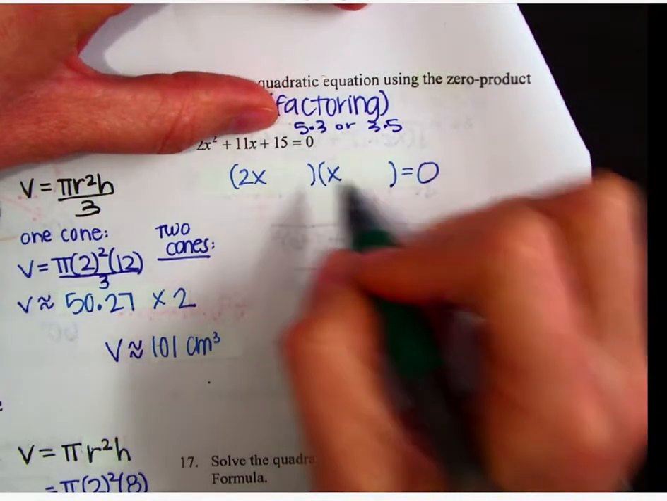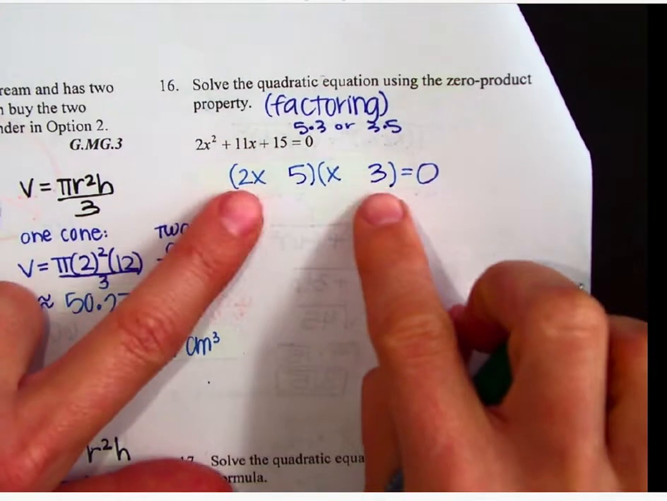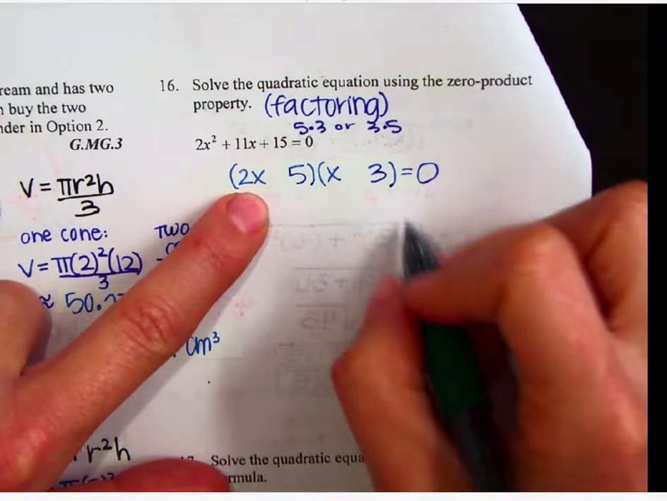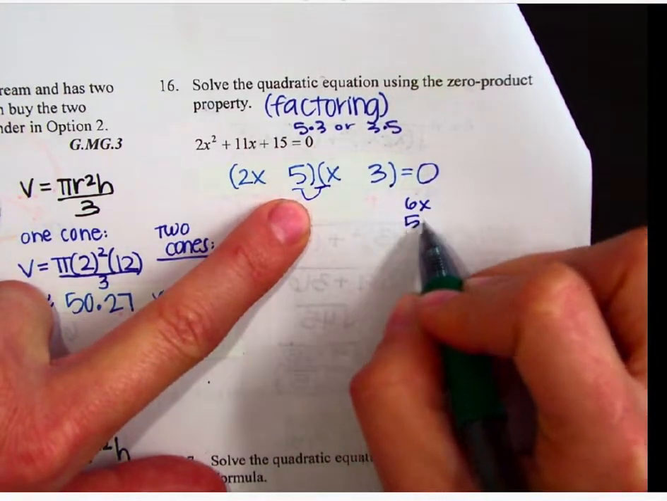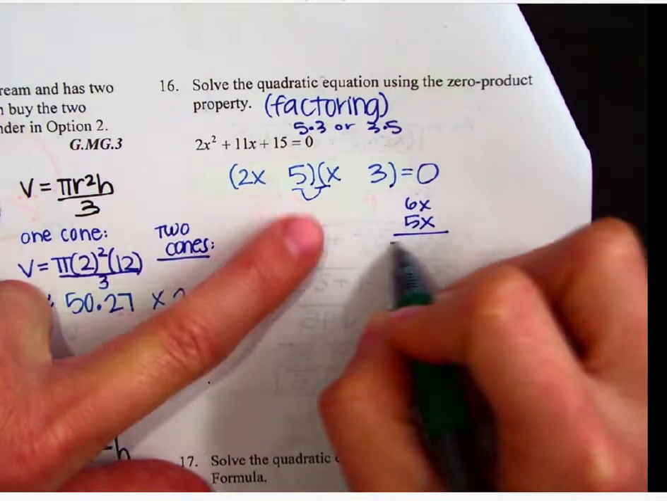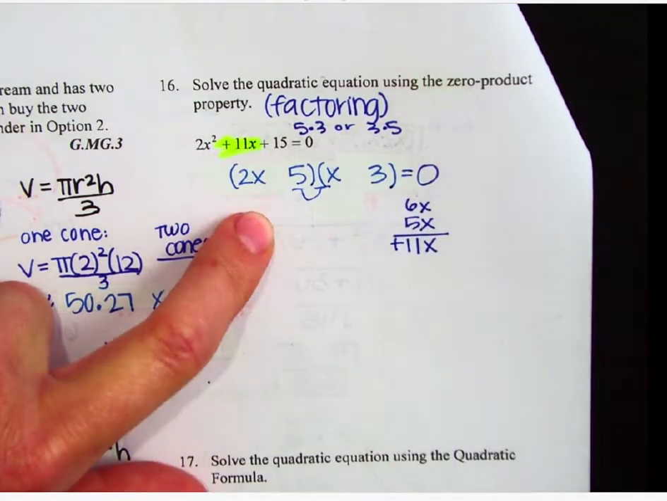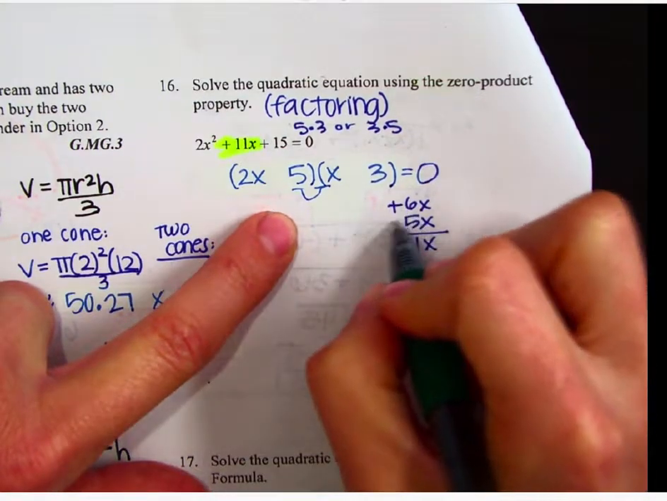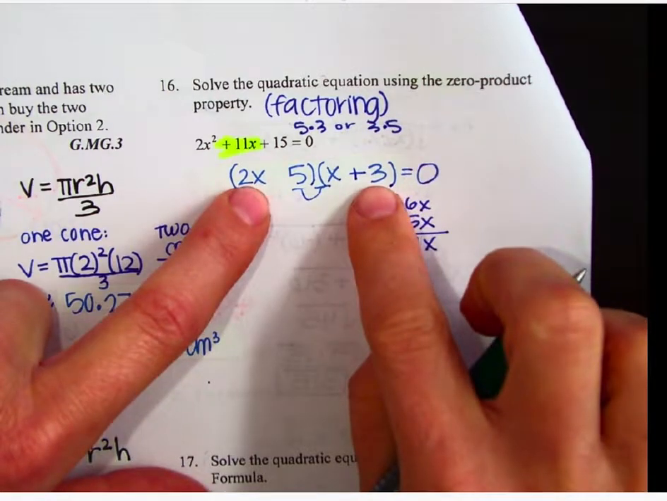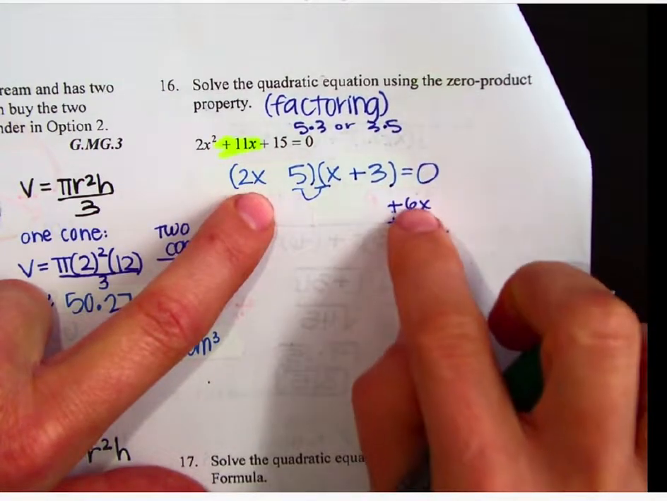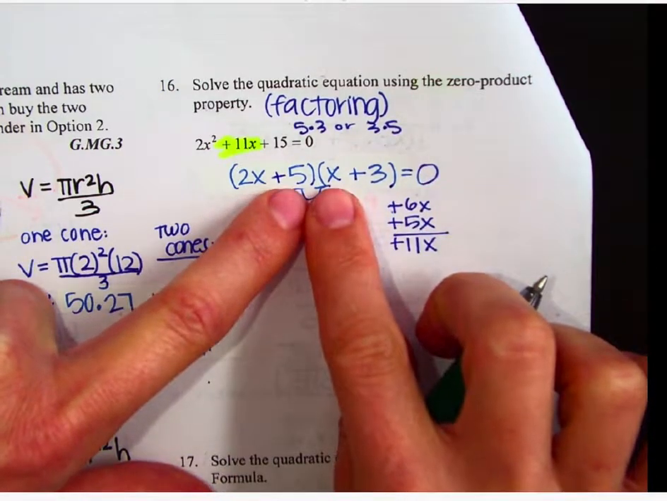If we tried 5 and 3, that would be a good pick because multiplying the outside, 2x and 3, gives us 6x. And then multiplying the inside, 5x. Our goal is to add up to this middle term right here, 11x. So both of these need to be positive. So we have a positive 6 that we get from multiplying 2x times 3. And then we need a positive 5 that we get from multiplying these middle terms.